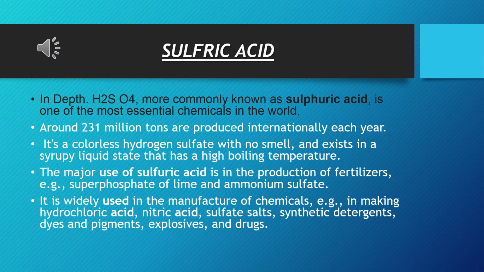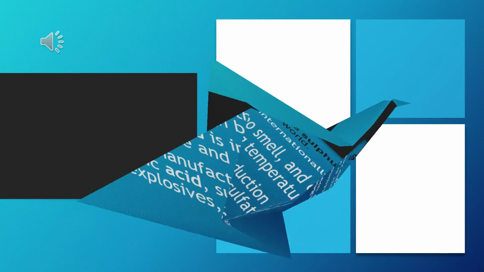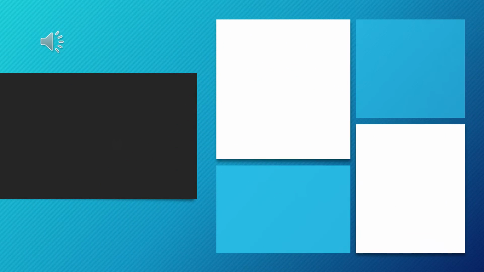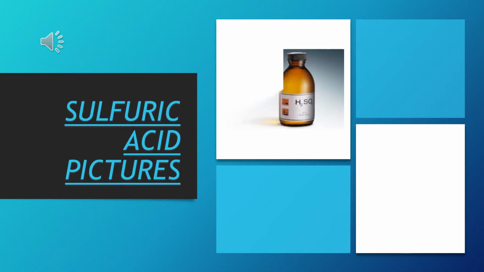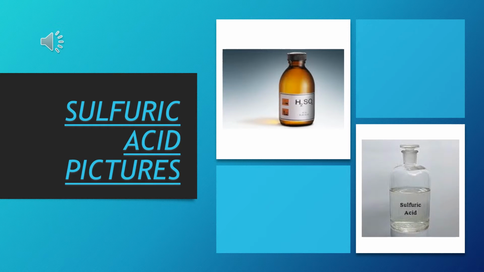So, I think that hydrochloric acid is more powerful than sulfuric acid, and nitric acid is more powerful than sulfuric acid. Now, let's move to the next one. These are some sulfuric acid pictures. The formula of sulfuric acid is H2SO4. Let's go to the next slide.